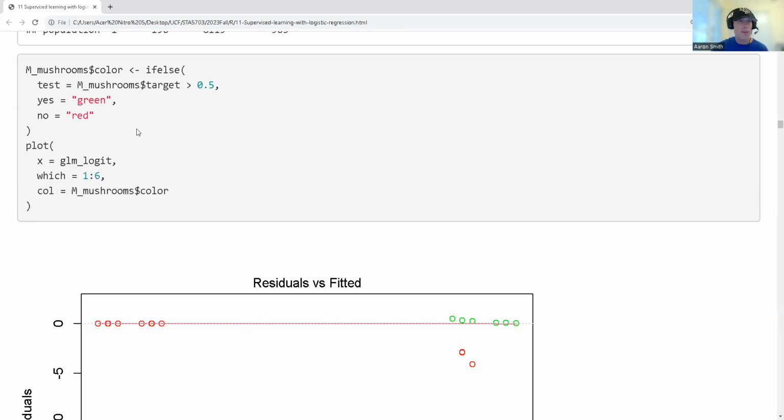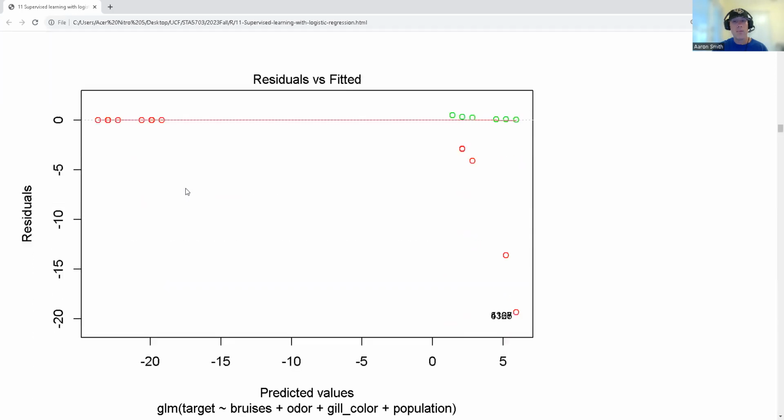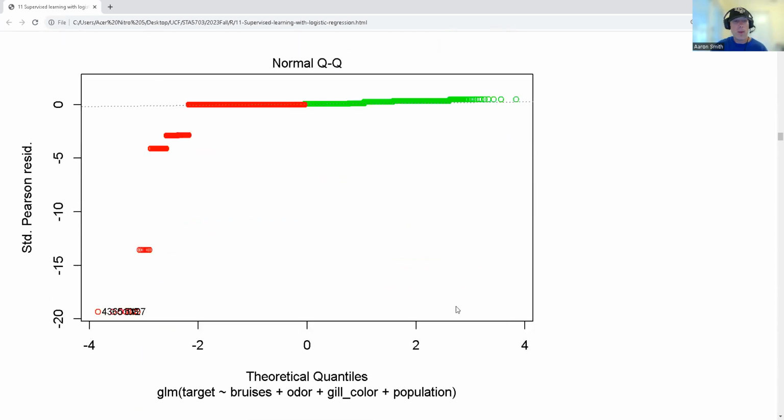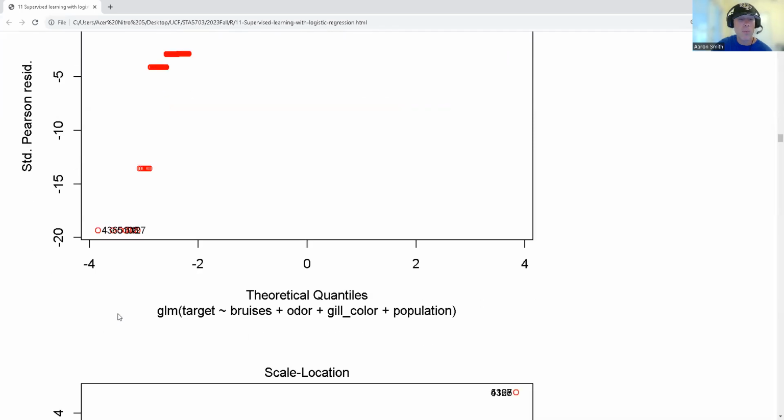Something I like to do is color the plots by the target variable to help me identify what's going on. And something that's in these plots is that every single time, R is going to label the three most extreme points. Think of these as candidates for outliers. And these are on top of each other. This corresponds to the row name in the data set, so here it's just the row number.